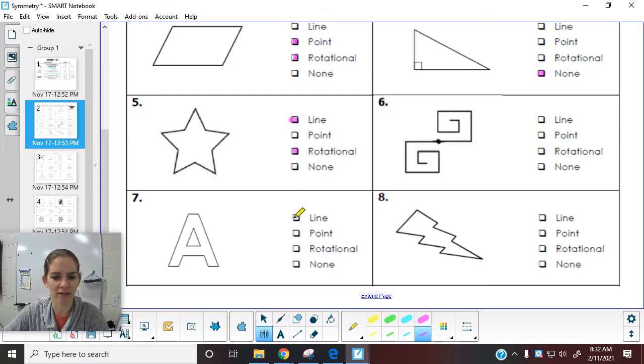And then number 7 does have line. However, it does not have rotational. There's no way you can spin it and it looks like that A until it gets back to the original. So do me a favor, try out number 6, try out number 8. Let's see how we are.